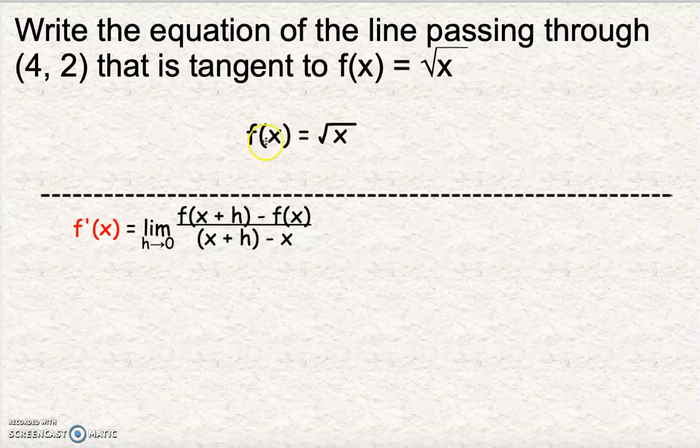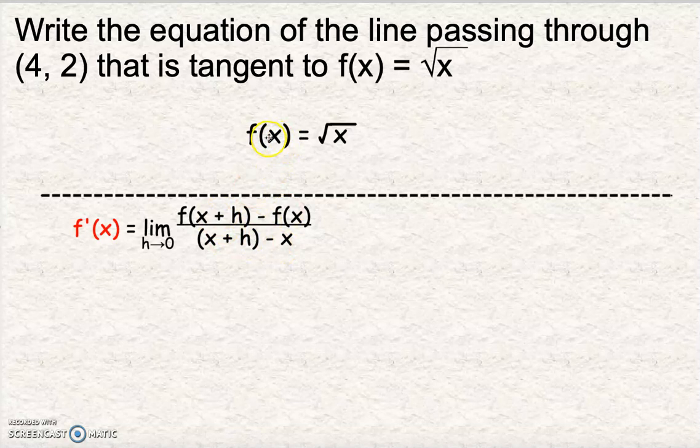Anyway, here's f of x. Here's how you find the derivative. And if we want to find the equation of a line passing through this point that is, look at this word right here, tangent, we need the derivative because that derivative is a slope generator. So I have my point, I need the slope. And this is our formula for slope, change in y over change in x.